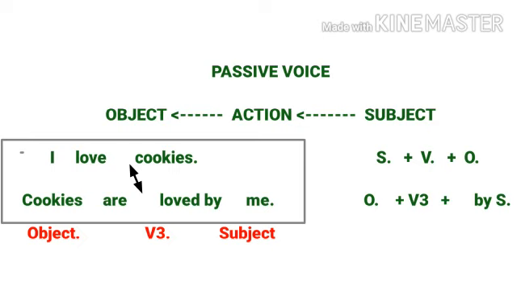Now I think that you are clear with the difference and general sentence structure of active and passive voice. Please note that both the sentences, I love cookies and cookies are loved by me, are the same in meaning. You might be thinking that both the sentences are identical in meaning, then which one to use? We generally use the active voice only. Then your next question would be when to use passive voice and what is the need of it.